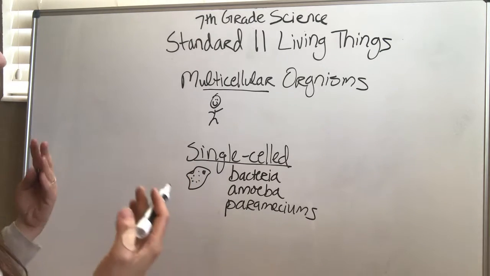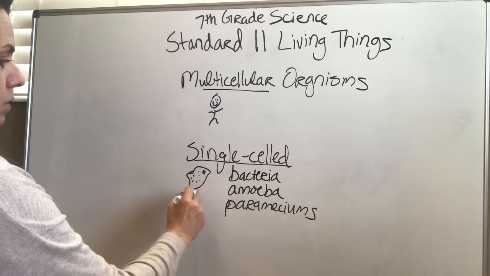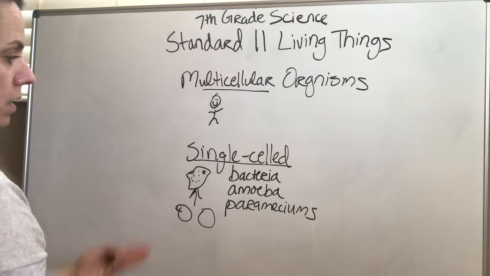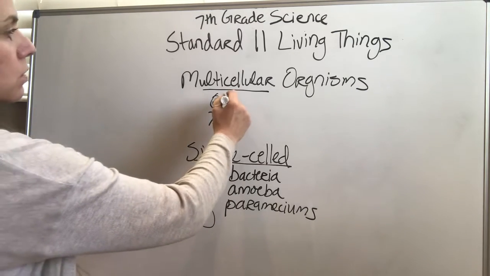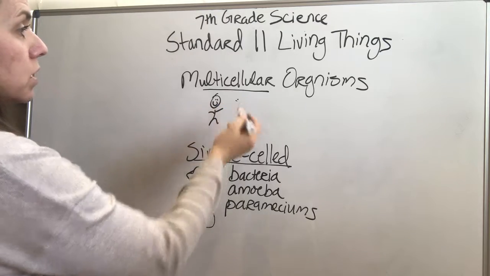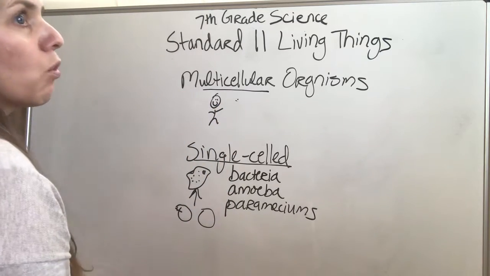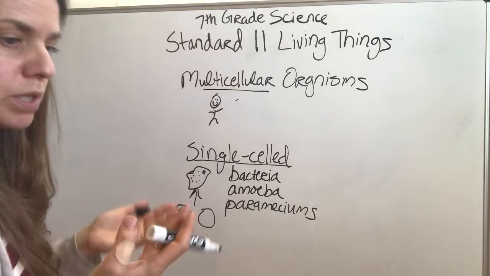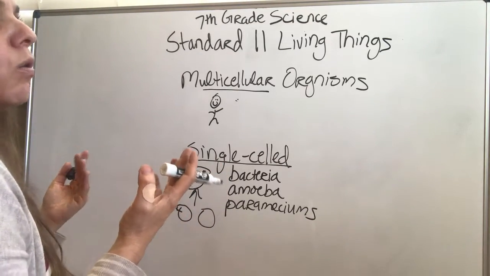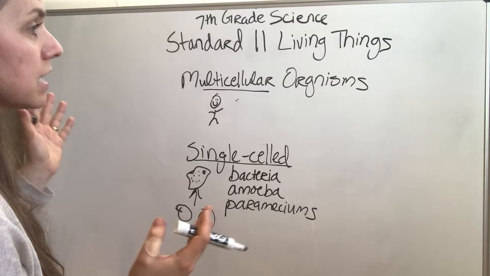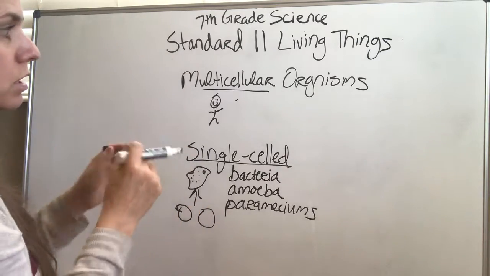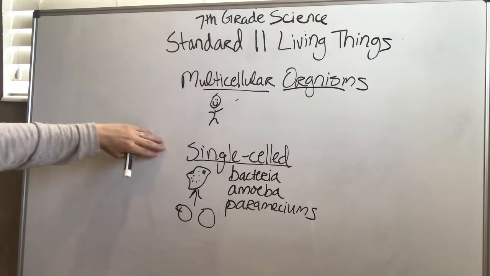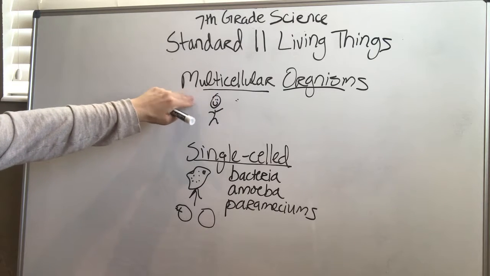And we know from sexual versus asexual reproduction that these guys reproduce asexually. They just divide in half and they make two. And now they've reproduced. But multicellular organisms have, like I said, more than one cell. They're more complex. Their cells are joined together to form tissues, and their tissues join together to form organs, and their organs join together to form organ systems, and then lots of organ systems is an organism.